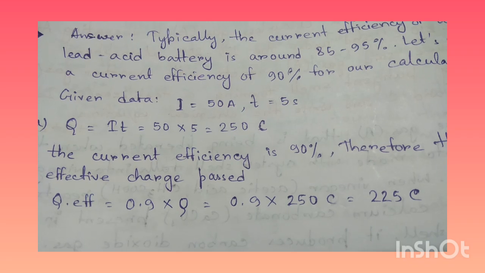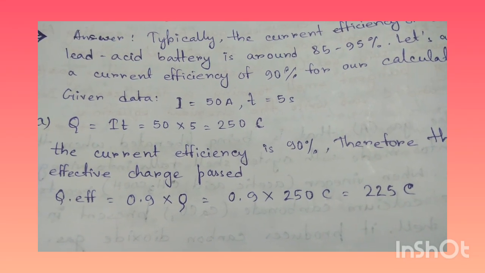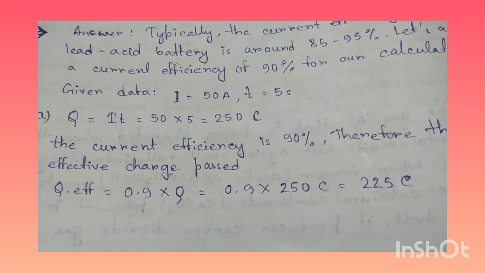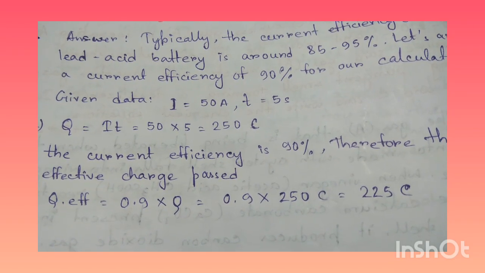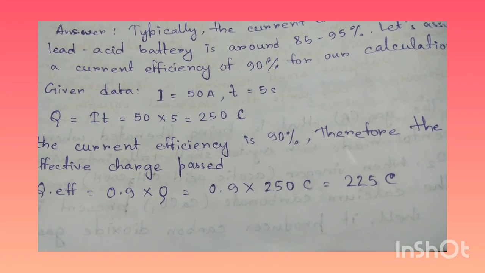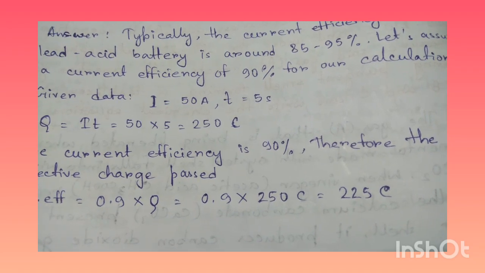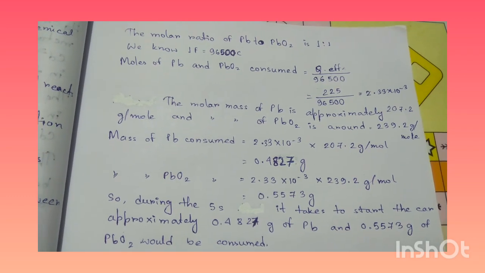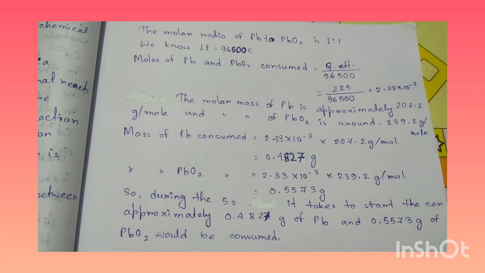So here 50 into 5, so 250 coulomb. The current efficiency is 90%, therefore the effective charge passed is 0.9 into Q, which is 0.9 into 250 coulomb, so 225 coulomb. Then we have to calculate the molar ratio of Pb and PbO2. The molar ratio of Pb to PbO2 is 1:1.